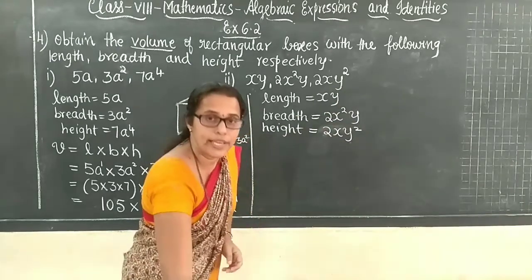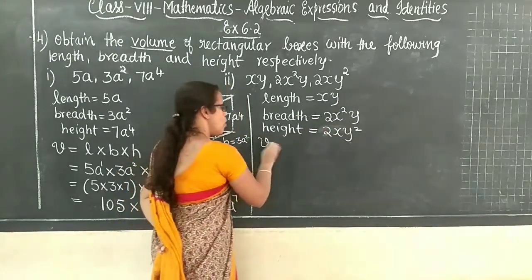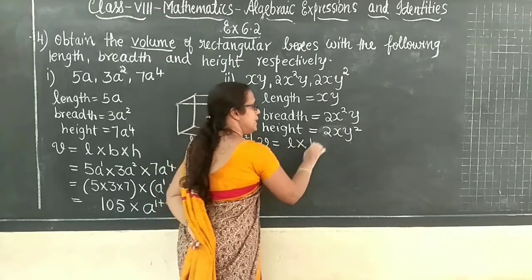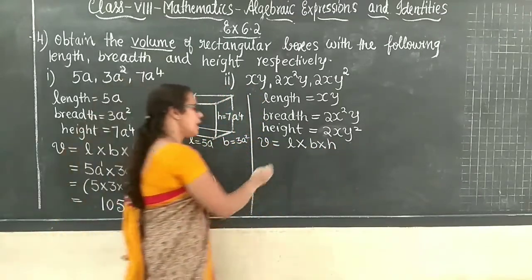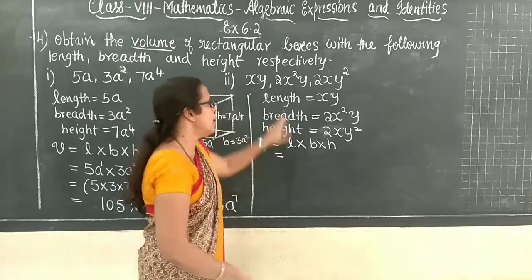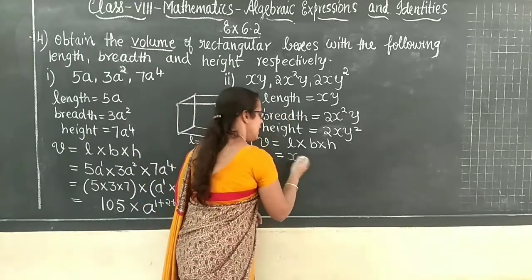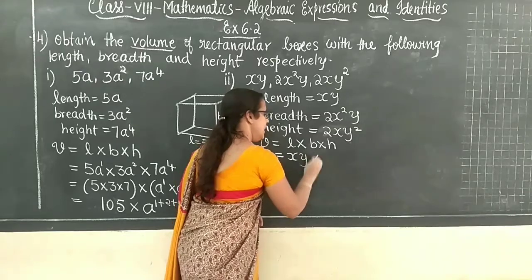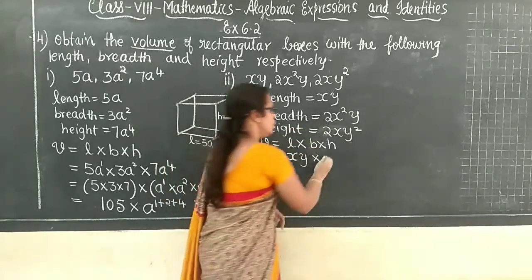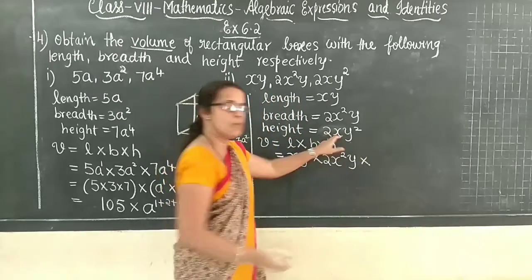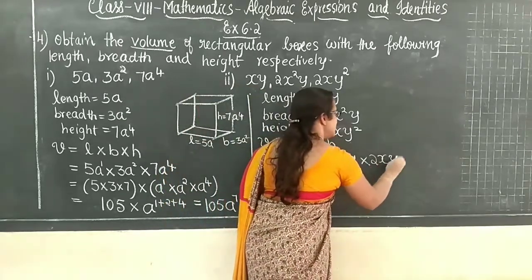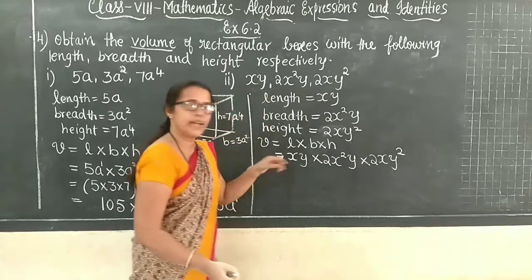Now what can I do to find the volume? Volume is equal to length into breadth into height. Say and write, children, the formula should be by heart. Length is xy, into breadth 2x square y, into height 2xy square. So how can I multiply?